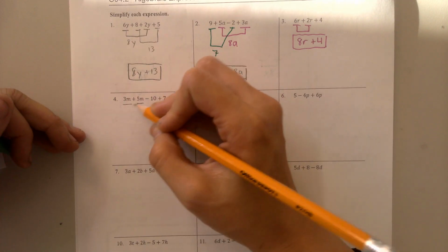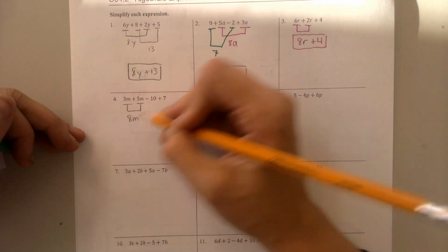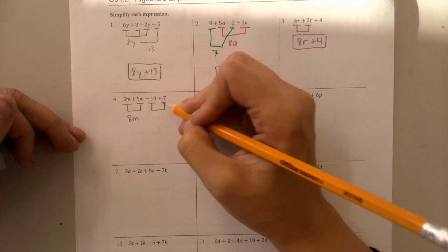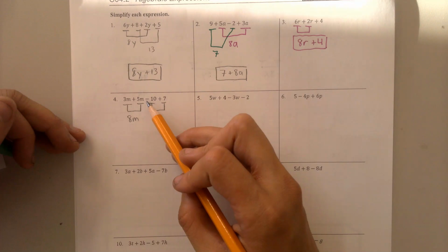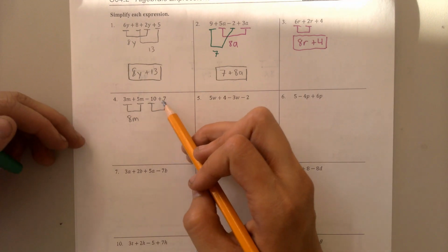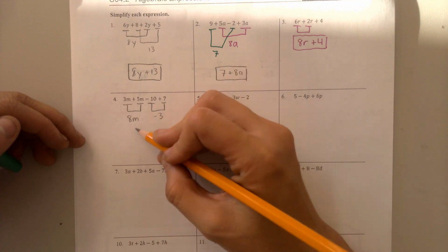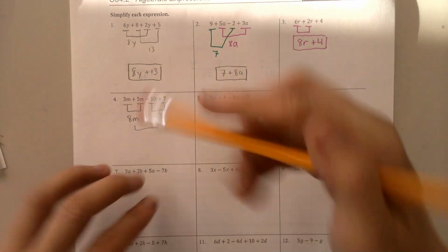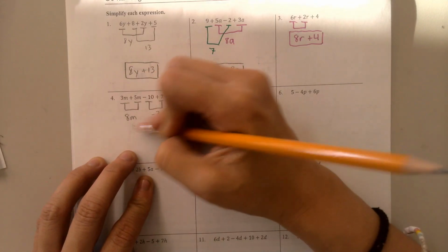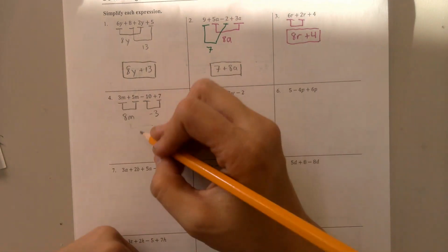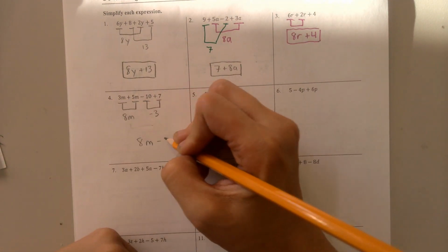So these can be combined to 8m, and these can be combined. So remember, don't forget this negative here, right? Negative 10 plus 7 is negative 3. Let me combine them together. Oh wait, sorry. We're not allowed to combine these terms. I meant put it together in an expression. So we have 8m minus 3.